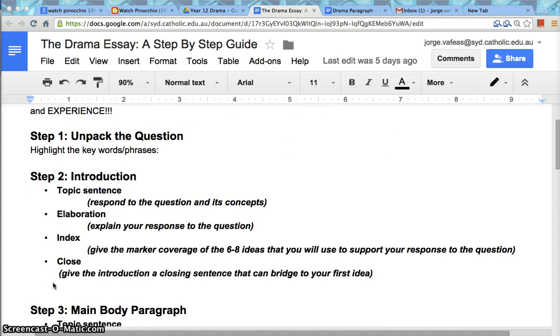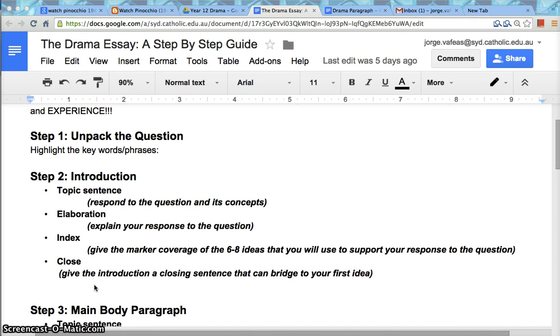Step 2, looking at the introduction. Every introduction starts with a topic sentence, which responds to the question and its concepts. Make sure you answer or point out every key term in the question. Your topic sentence shouldn't necessarily define all of those words, but should definitely make note or point to what those words mean. And that goes into what the elaboration is.